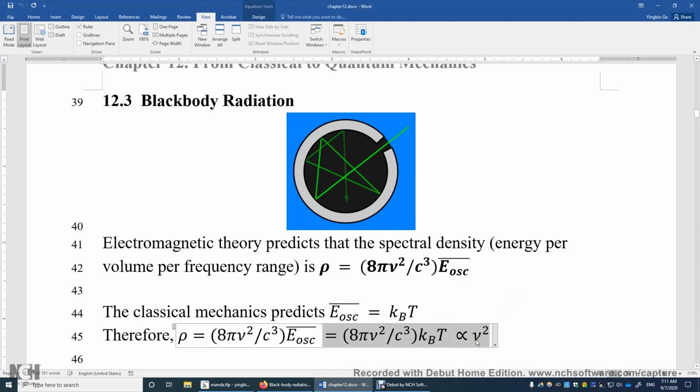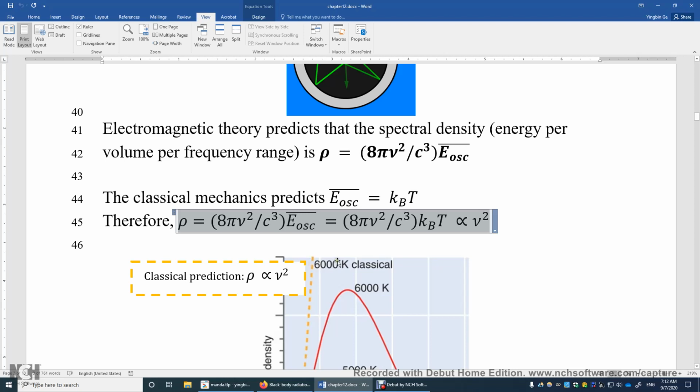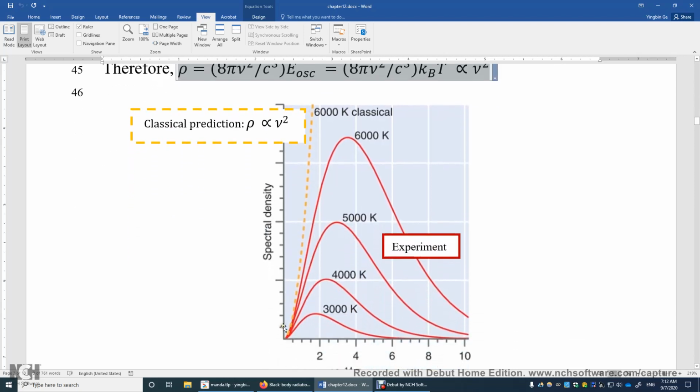Nu is the frequency. Alright, so how does this prediction match with the experimental result? Let's look at the 6,000 K data. And this yellow dashed line is our prediction. Rho is proportional to nu squared. Nu is the frequency of the photon. So this is a quadratic function at 6,000 K. Now we have experimental data at 6,000 K. It's this.